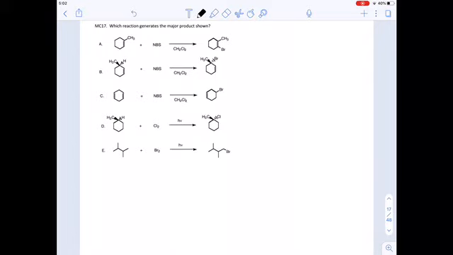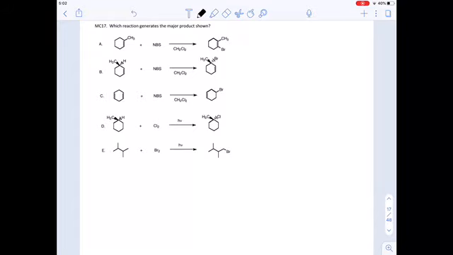Okay, so looking at B, we have the same situation where the NBS is being added to the ring, and in this case, the Br actually is being added allylic to the double bond because it's being added one carbon away. Yeah, one carbon away. So moving over one carbon, then you add the Br.